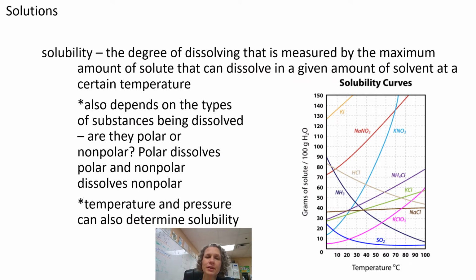Okay, so now with solutions, there are some things that you can talk about. The first one is solubility, and solubility is basically how much will dissolve, the degree of dissolving. It's measured by the max amount that I can dissolve in this amount of water, or this amount of solvent, at a certain temperature. Typically it's room temperature. This is the solubility curve, the picture with the different lines on it. Along the bottom is the temperature, and along the side is how much can be dissolved in 100 grams of water.